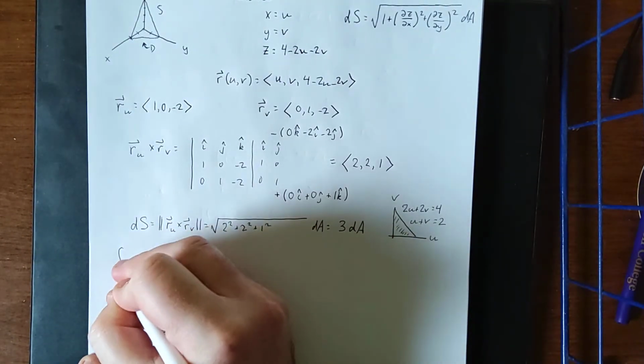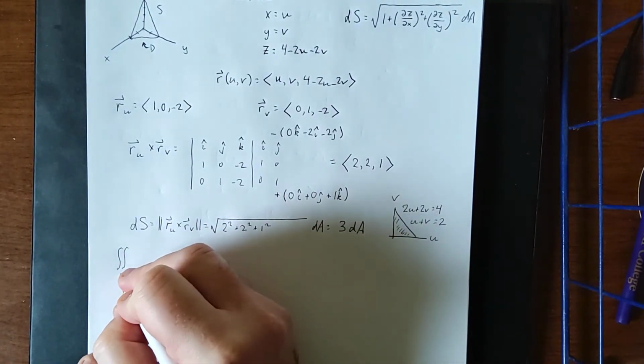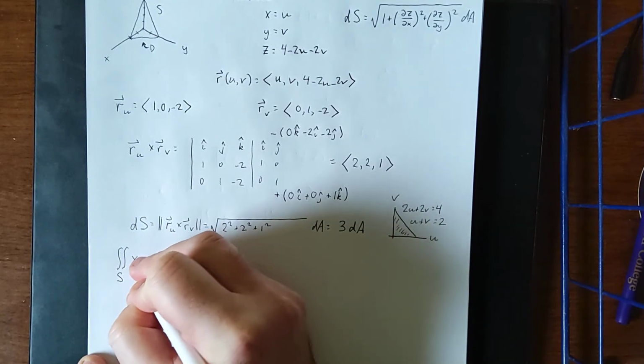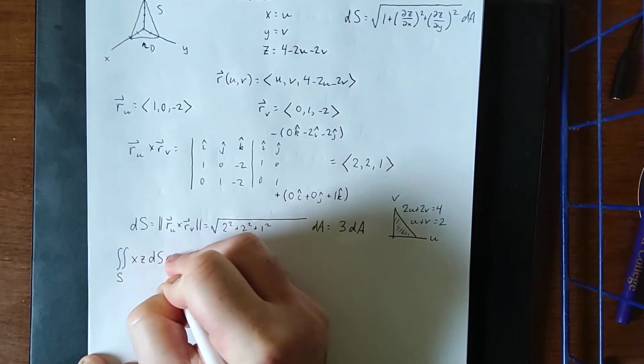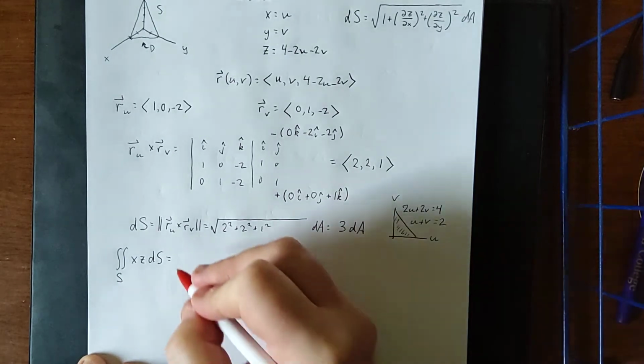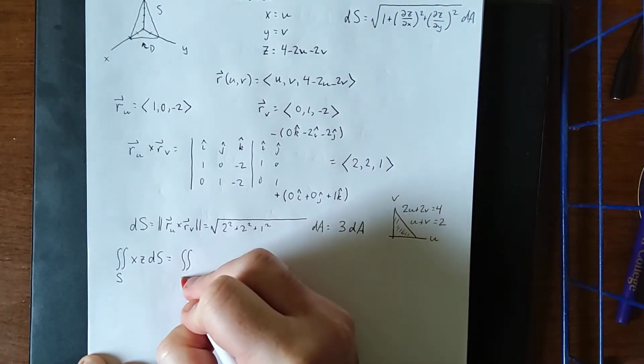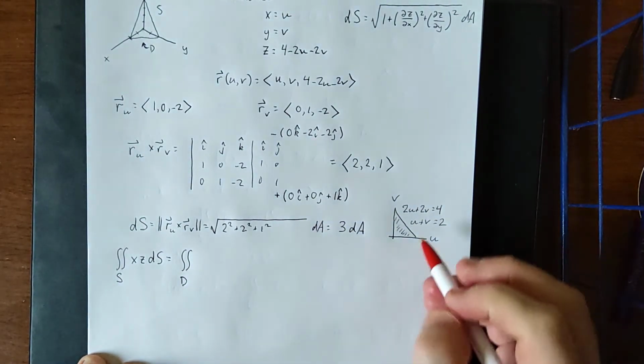So the original surface integral was the surface integral over S of xz dS. We are now ready to parameterize. We'll refer to this as the double integral over D, where this is our region D.